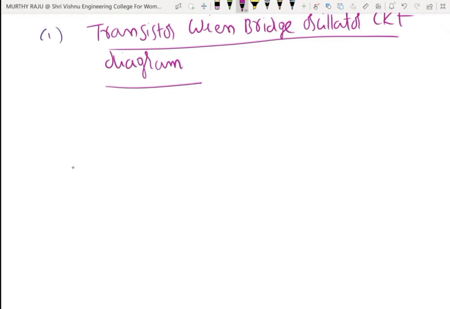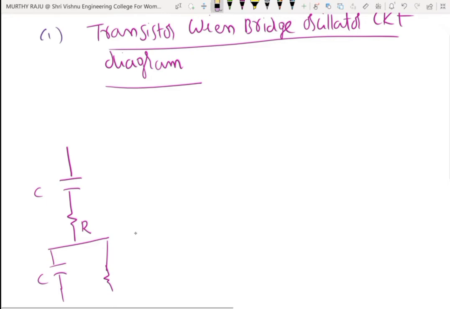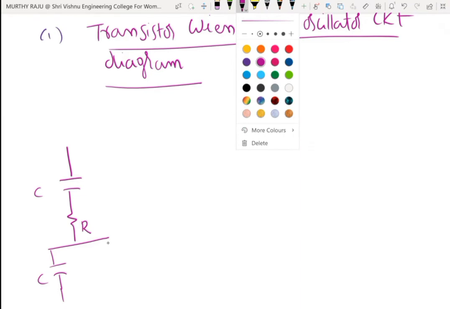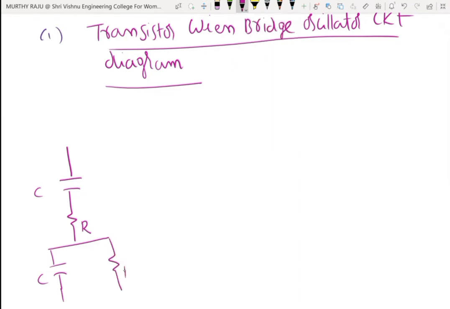First one, the lead lag network. Draw the lead lag network. The lead lag network has a capacitor in series with resistor R, and a capacitor in parallel with resistor R.